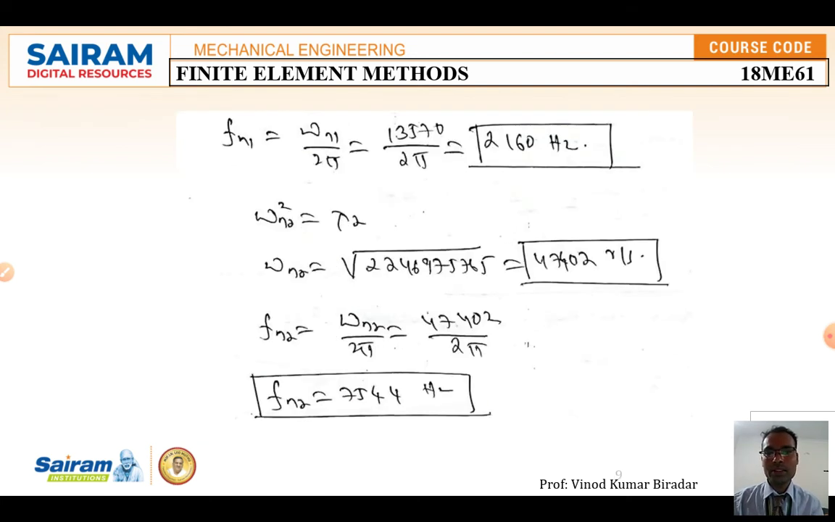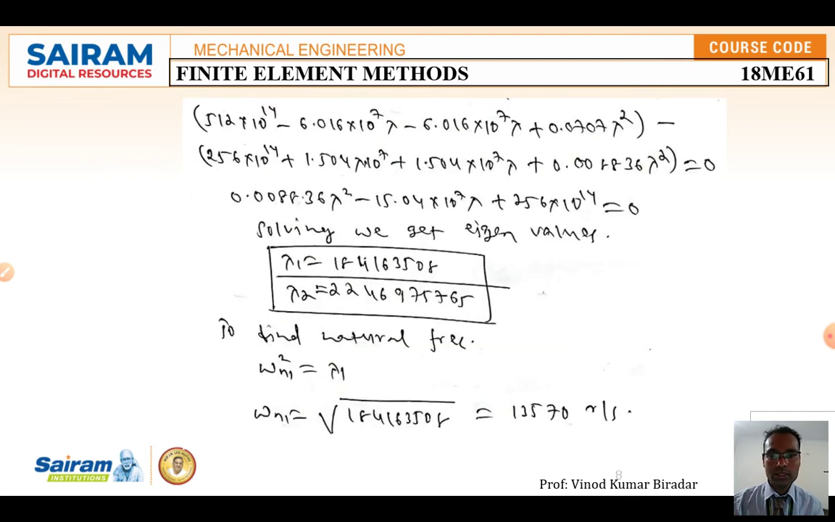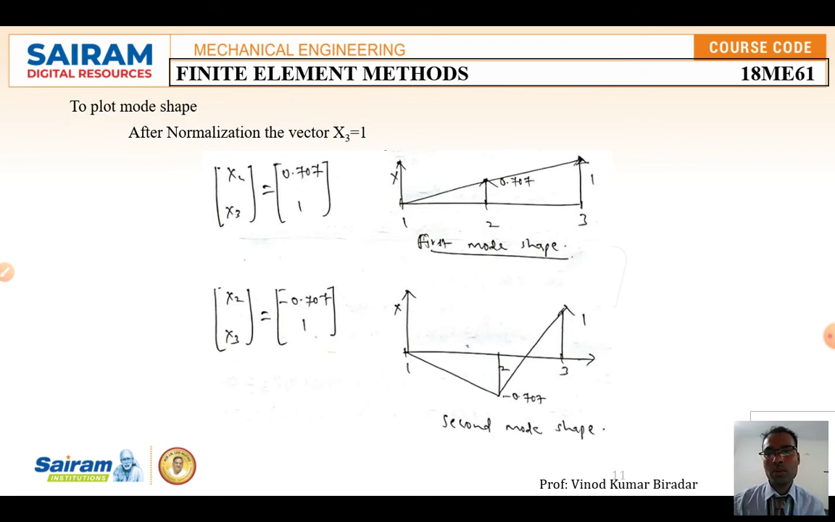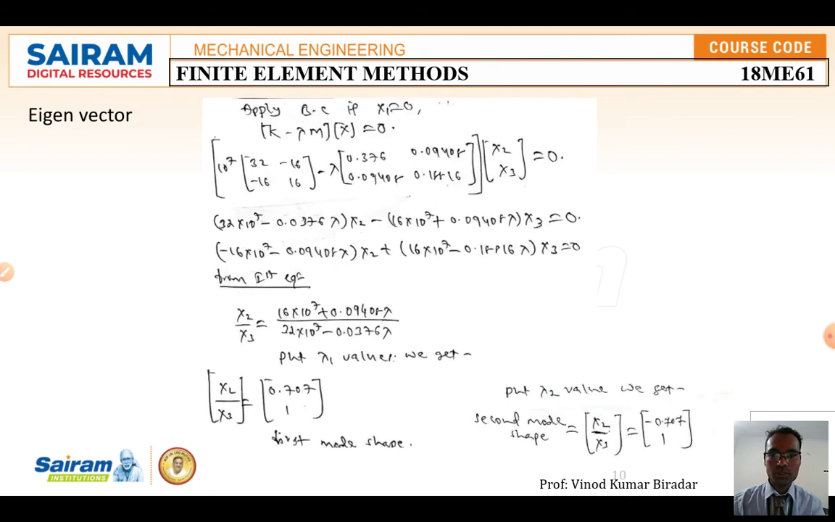Lambda 1 and lambda 2 are called what? They are called eigenvalues. This is the eigenvector. Okay, so finally we come to the plot of the mode shape. With the help of these eigenvector values, after normalization the vector x3 is equal to 1, so that is x2 by x3. So x2 by x3 is equal to this.